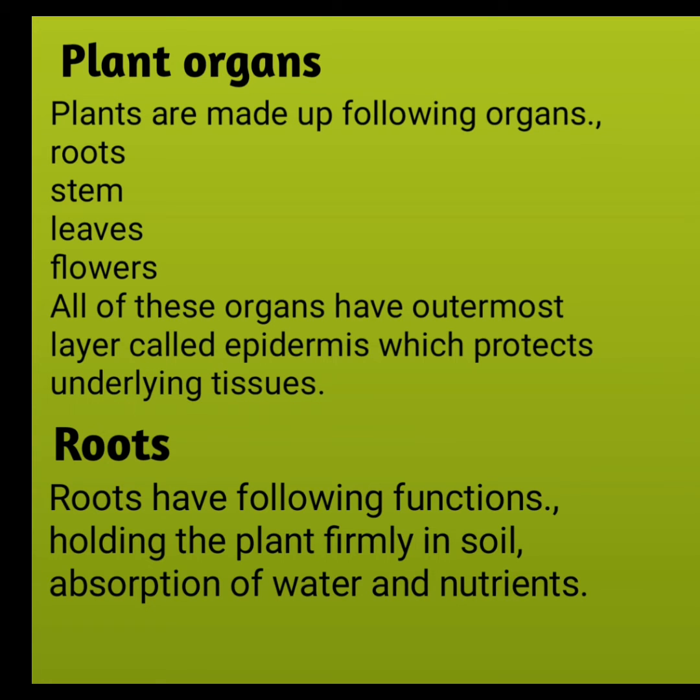Today we are going to study about plant organs. Like animals, plant organs are also made up of different types of tissues. The important plant organs are roots, stem, leaves, flowers.